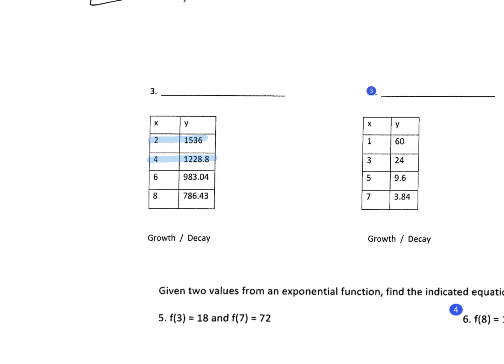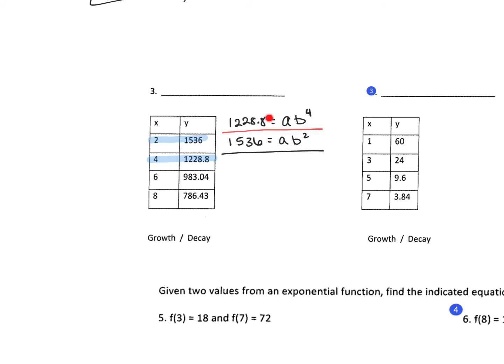So let's see, this will end up being 1228.8 is equal to a times b to the 4th. And then underneath that, we're going to have 1536 is equal to a times b squared. And again, we want to divide that whole thing and see what we get. So sometimes we're going to get nice whole numbers like we did in the previous problem. Sometimes we'll get some really messy stuff. If you get messy stuff, round to the 4th decimal place.